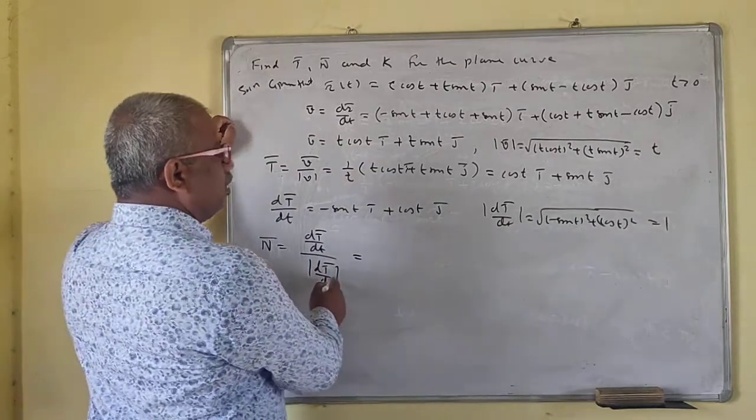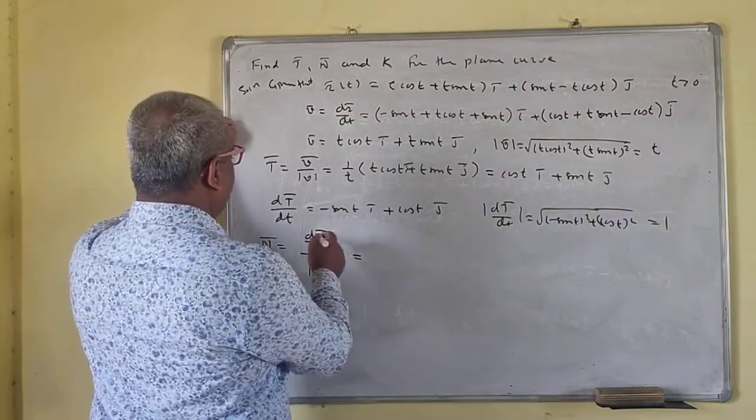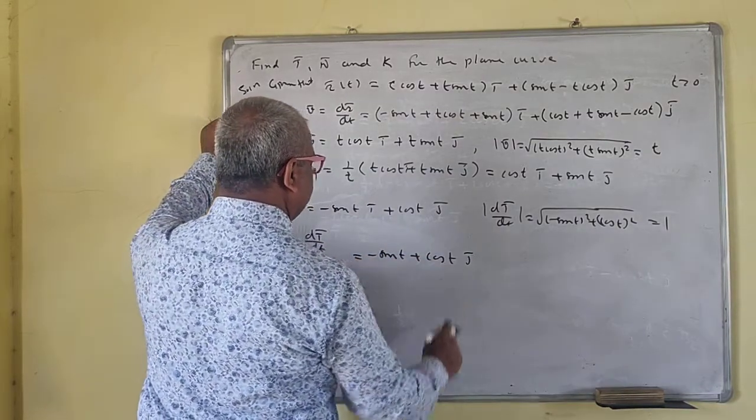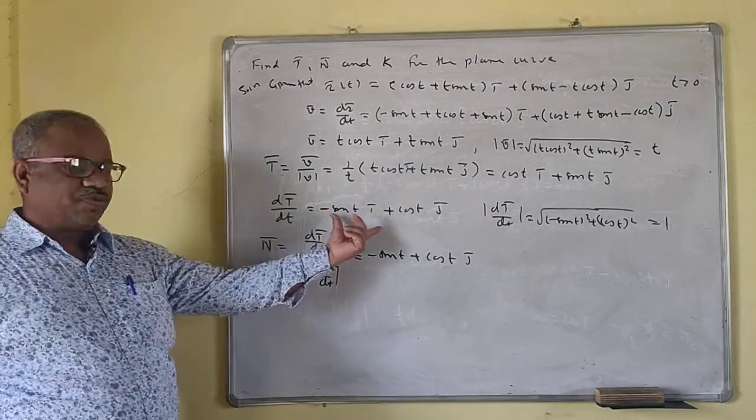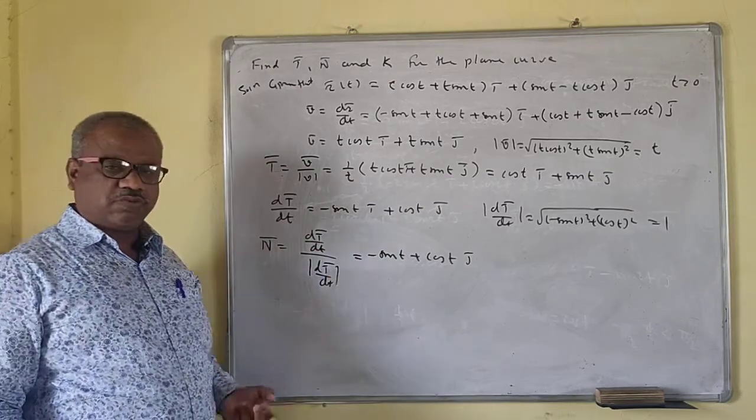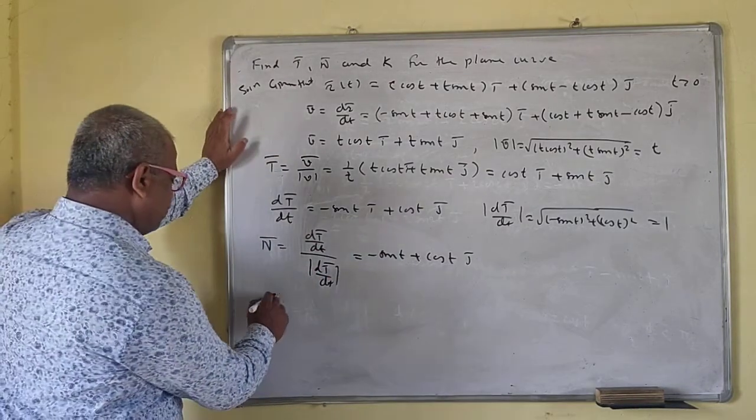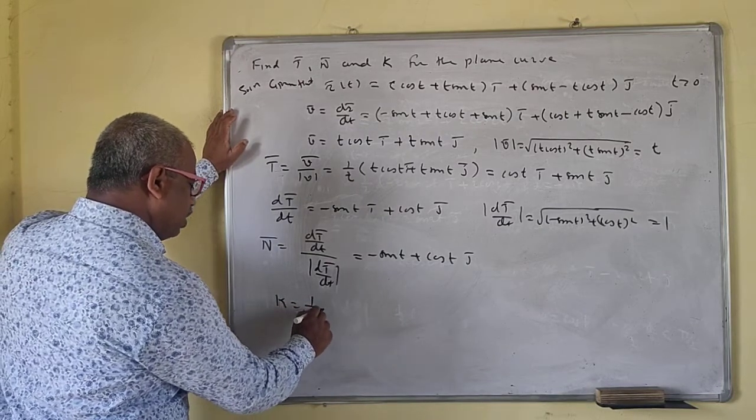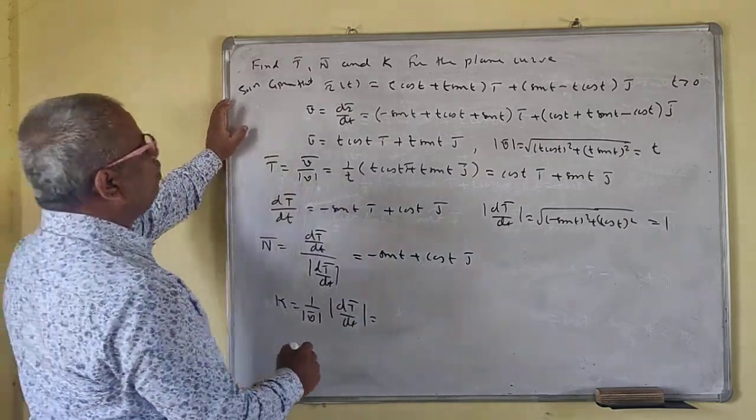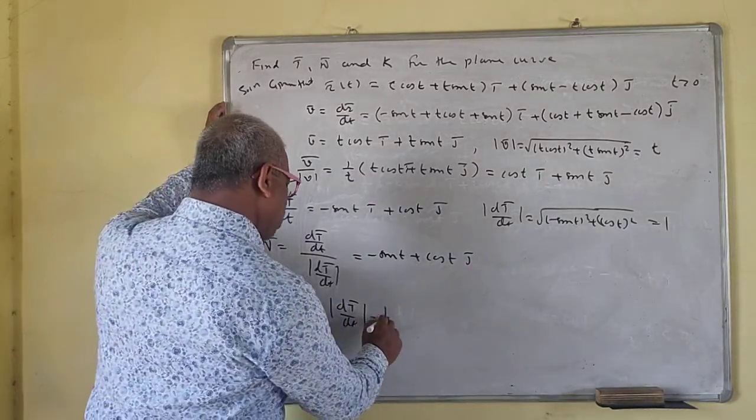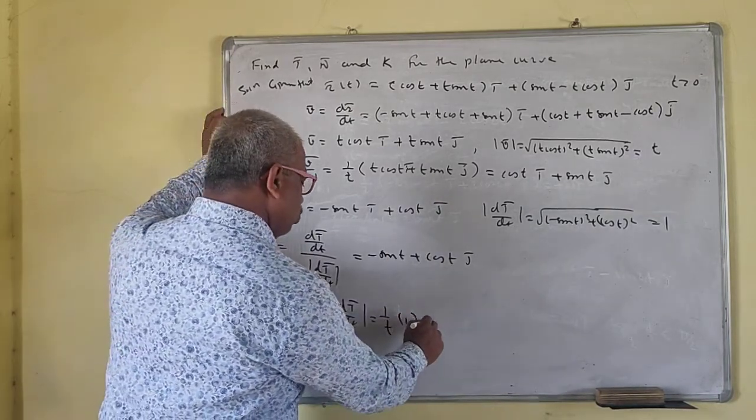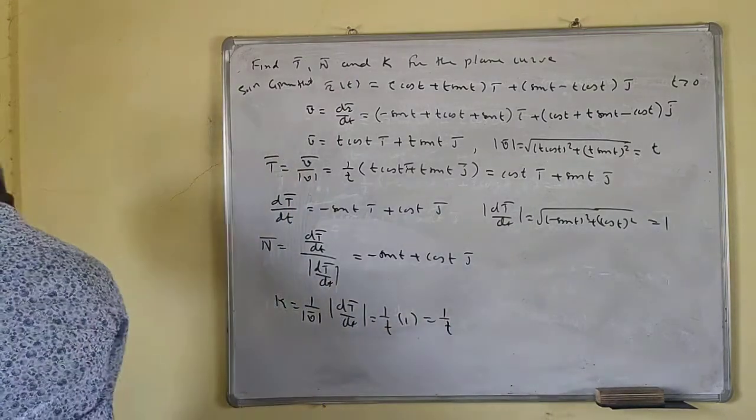So 1 upon mod of dt bar by dt, this is 1. No problem. So this is minus sin t i bar plus cos t j bar. This is the unit vector actually. So that means the normal vector is the same as the unit normal vector. Now your k, curvature, is 1 upon mod of v bar into mod of dt bar by dt. Mod of v we have calculated, so that is 1 upon t into the modulus, which is 1. So this is 1 upon t.